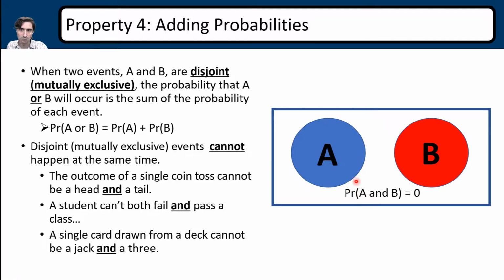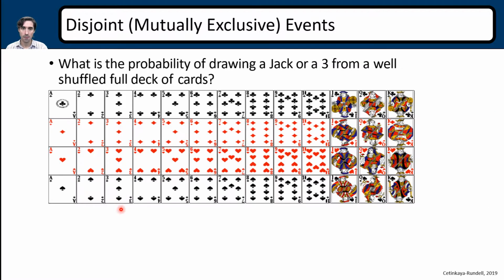There is no deck of cards and something where I'm asking red and blue. In this example, the probability of having both A and B, well, just based on this visual, because they're separate, it's 0. That's all this is saying. So this is mutually exclusive, or disjoint. They cannot happen at the same time. The outcomes of a single coin toss cannot be a head and a tail. That's all this is saying with adding probabilities.